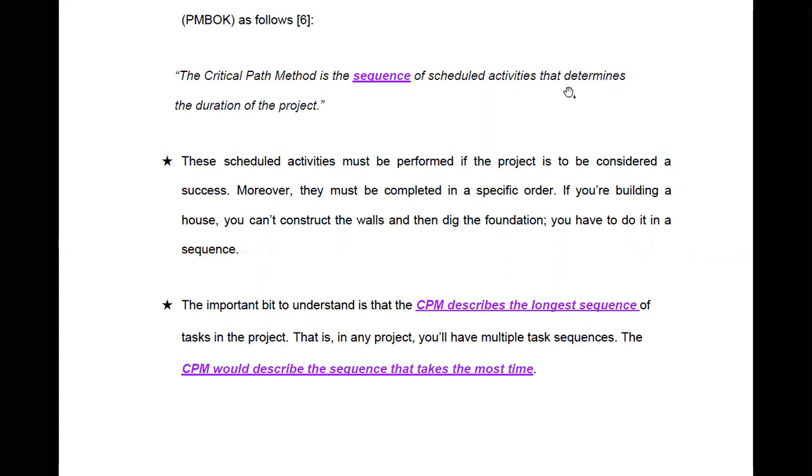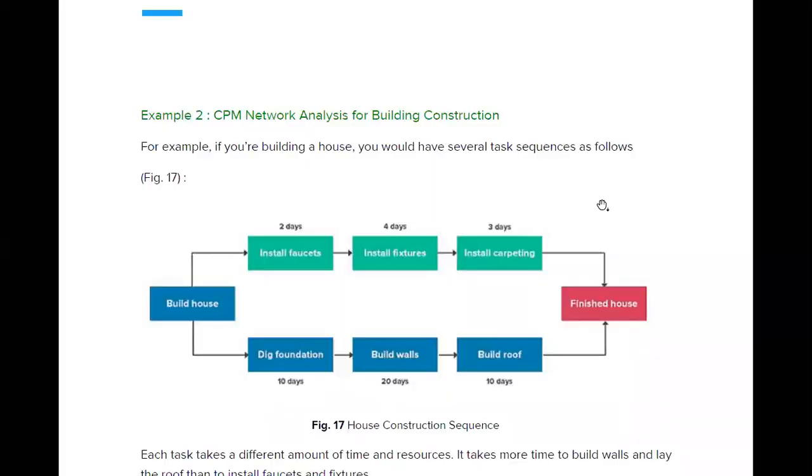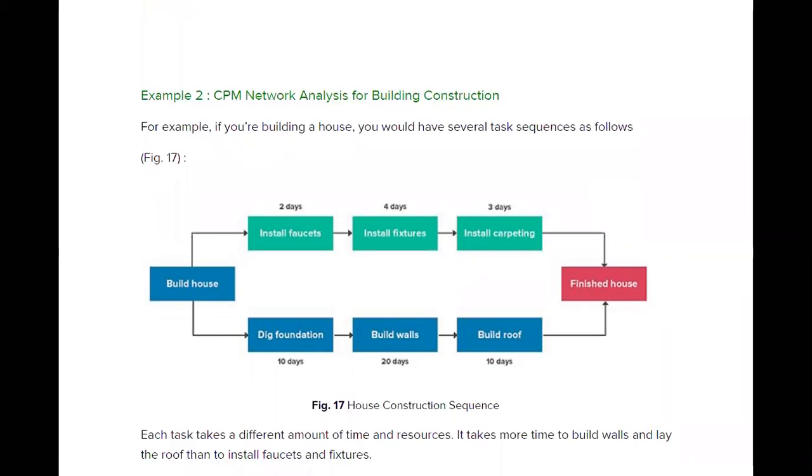Let us take one example. Here you can see several tasks indicated and there are two sequences. What is your main objective? Your main objective is to build a house. So how to build a house and what are the different activities you should be able to carry out? First, you should be able to list out the various activities.